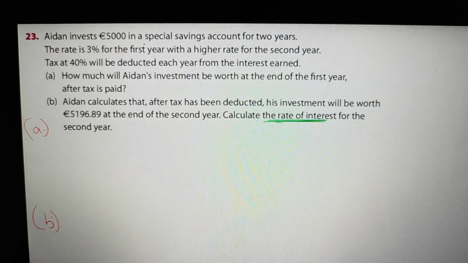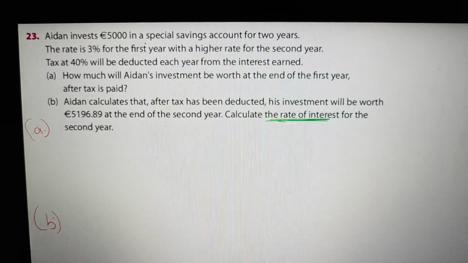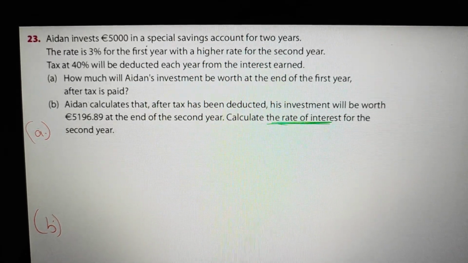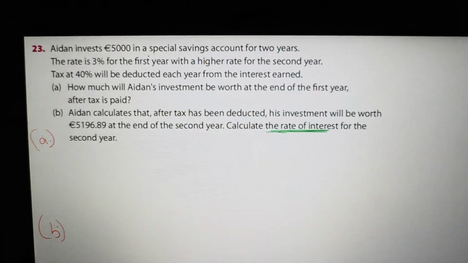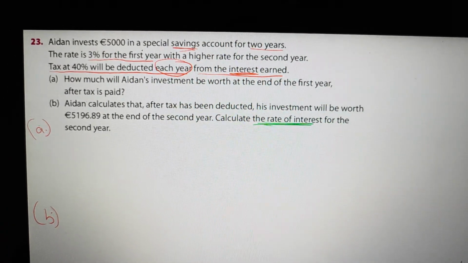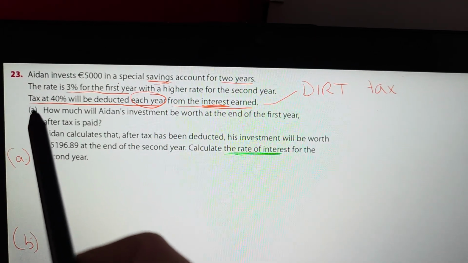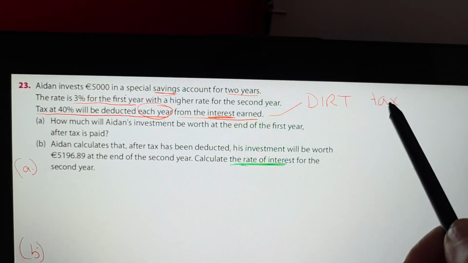So they're not getting 40% on the value of the investment. They're just taxing the interest that is earned. So you're going to have to get the interest separately. Okay, how much will Aidan's investment be worth at the end of the first year after tax is paid? Okay, so we put down our compound interest formula. Now, the tax at 40%, right? When you tax somebody's interest that they have earned on their savings, that's dirt tax.